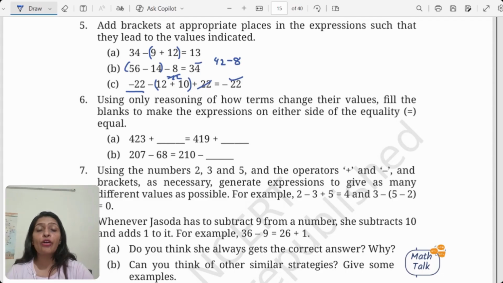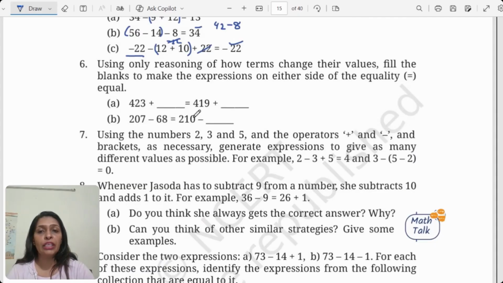Using only reasoning of how terms change their values, fill the blank to make the expression on either side an equality. Now I have to make them equal. How I'm going to make it equal? That is 423. What should be added to 419? Now this question can have multiple answers. Why? Suppose I want to put 1 here. So my number is becoming 424. Okay. And easily you can find out that what I should be adding to 419 to make it 424. That is simply, you need to put 5 here and you may get the answer.